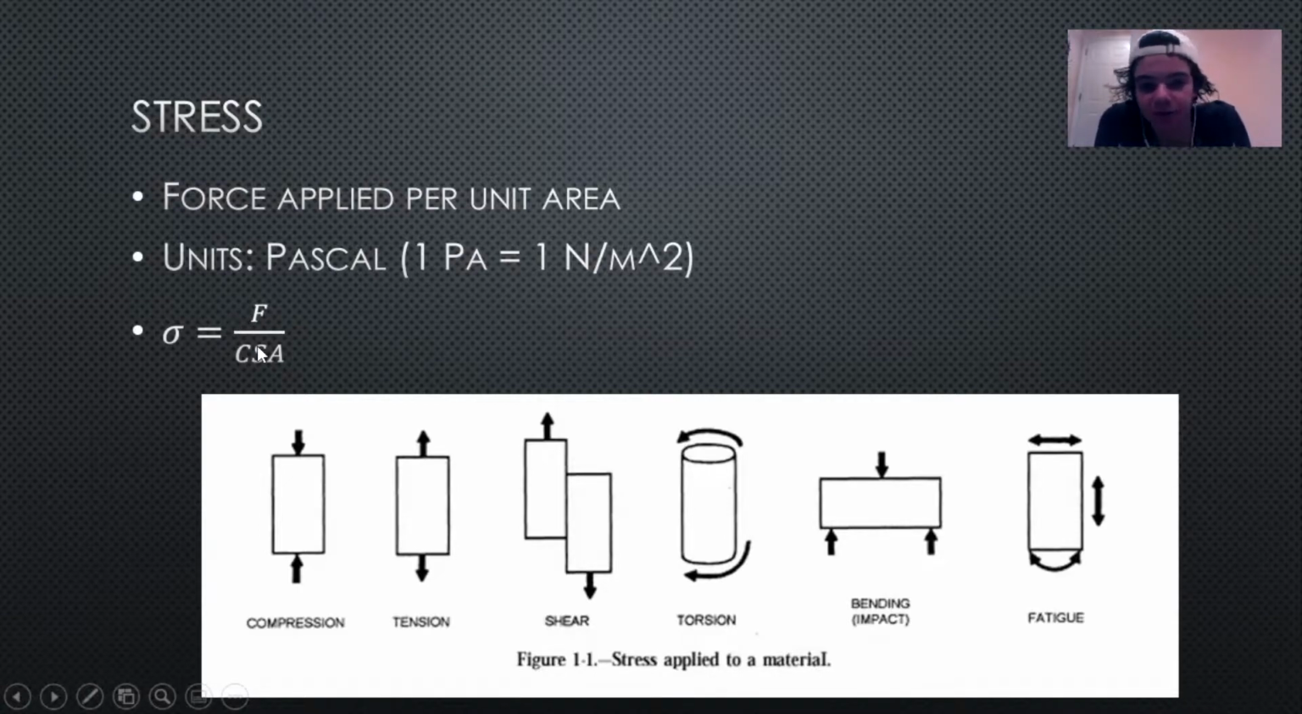There are a number of different types of stress. There's compression, where you just push on both ends of something. There's tension, where you pull on both ends. And then there's shear and other forces you can see here.